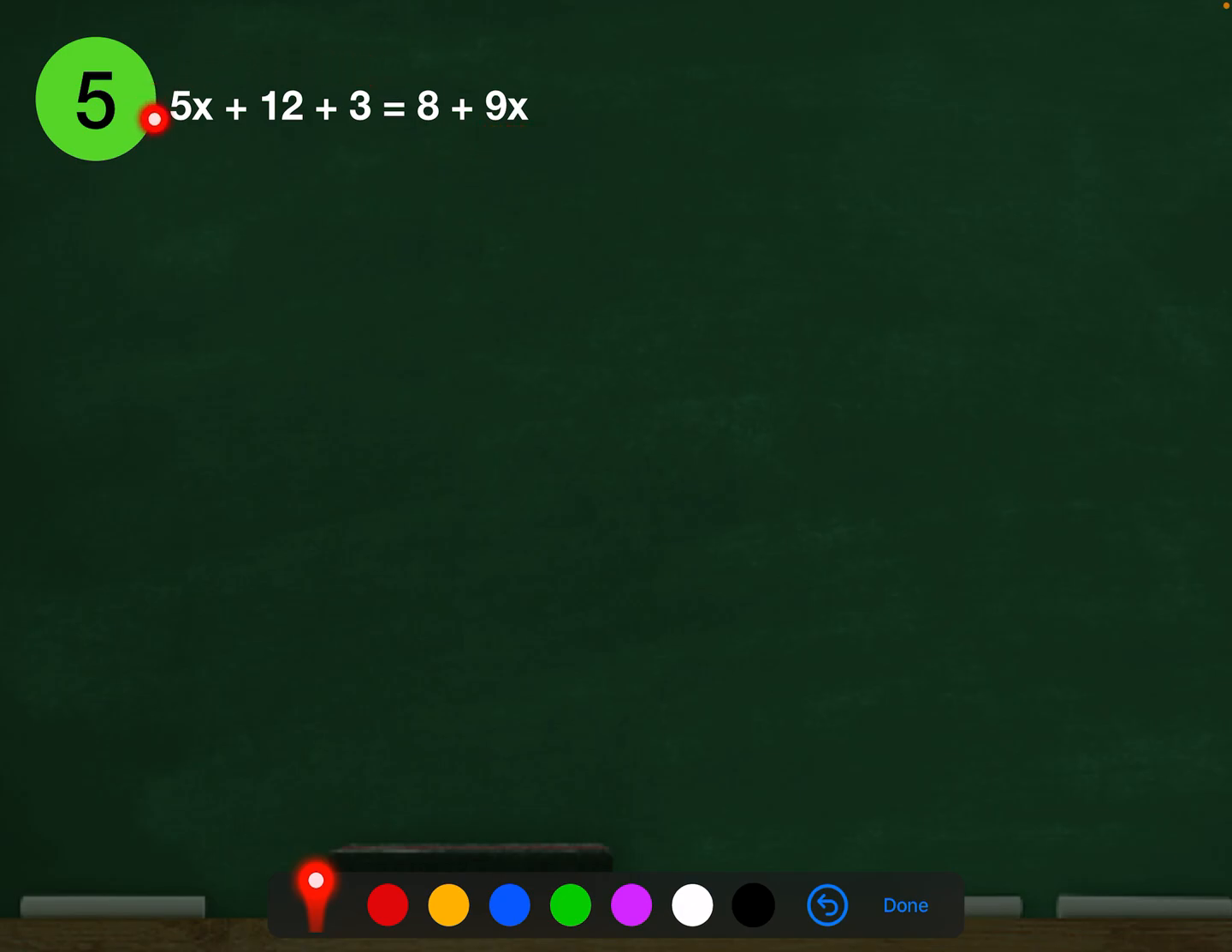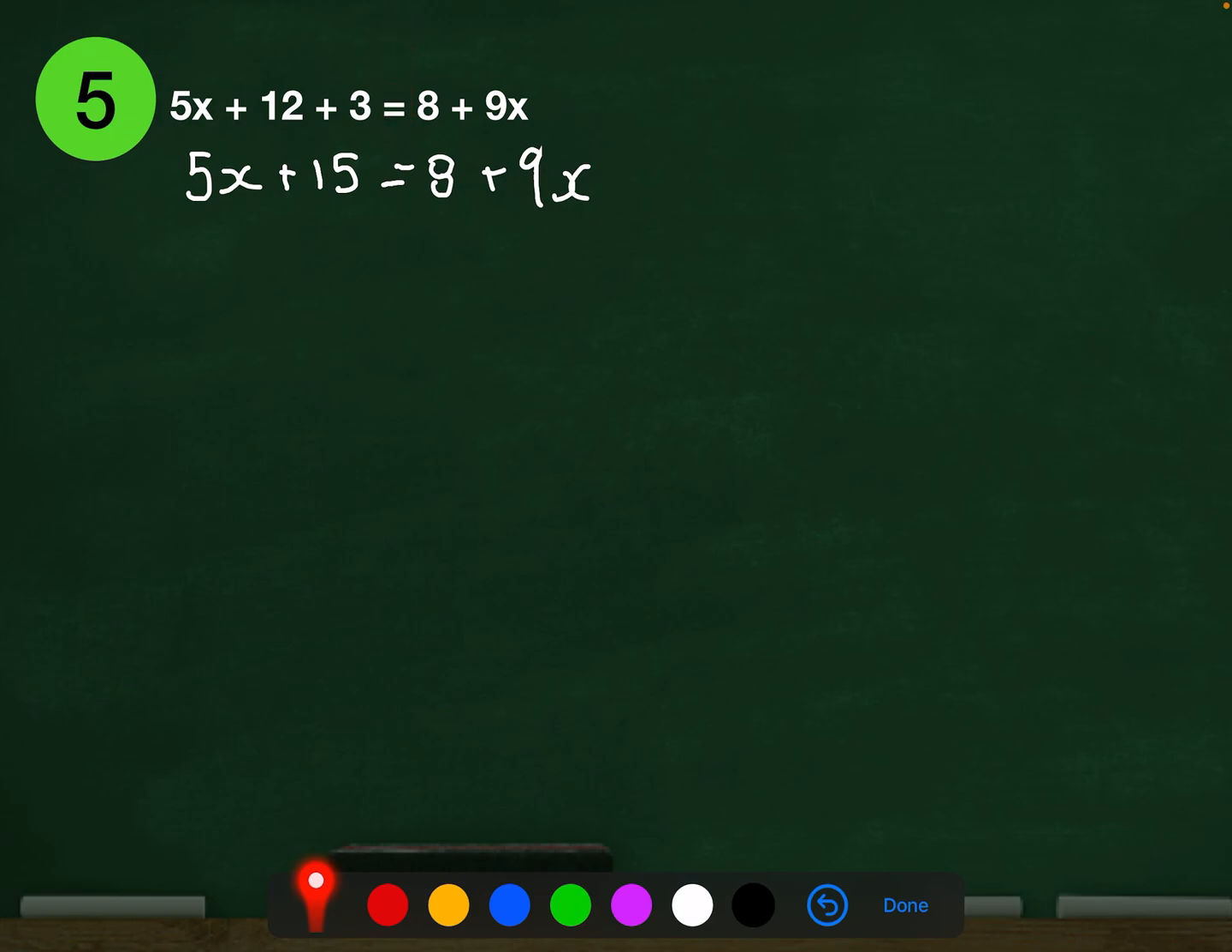First thing I'm going to look at, are there like terms here? Yes, there are like terms. I can put those together. Okay, do that first. Notice that I only looked at like terms if they were on the same side. I didn't put this with this because there's an equal sign. They're on different strings, if we think about it back to the mobile.